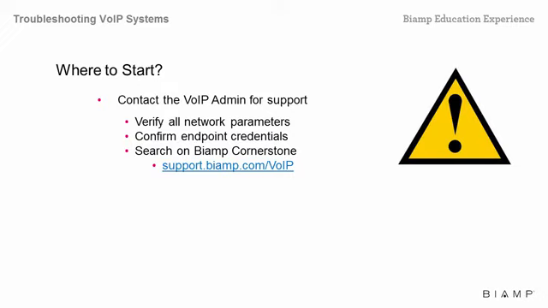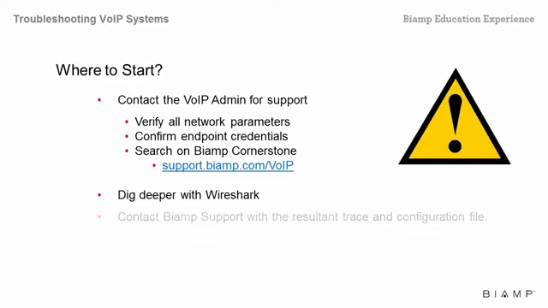In this training module, we will take you further into troubleshooting with a large focus on the packet capture program Wireshark. At the end of this module, you should at minimum be able to set up and run a successful trace of a VoIP problem. You may even be able to identify issues within the trace, but if not, the next step would be to get in contact with BIAMP technical support with a copy of the trace and the relevant configuration file.